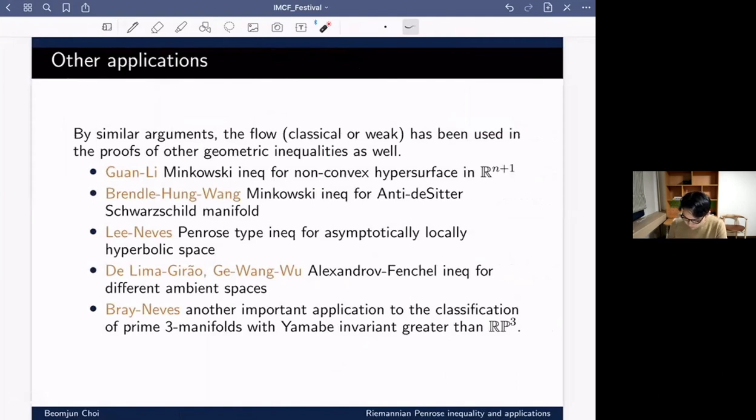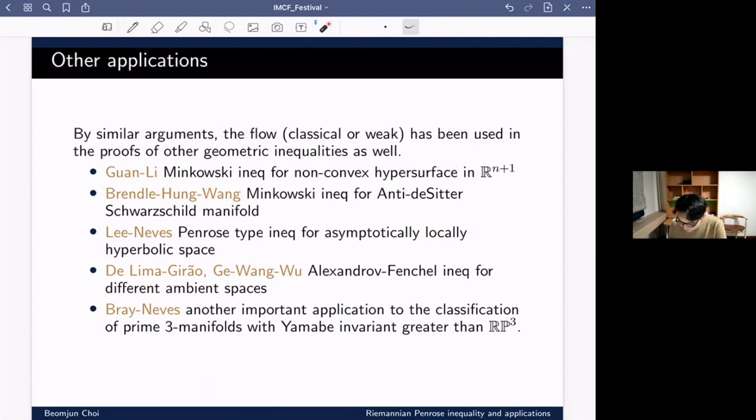So that could be used to define or show some identities on mass for very rough spaces. Okay, let me just finish these geometric inequalities by introducing other inequalities that have been shown using the inverse mean curvature flow. The first one I mentioned earlier: Guan and Li showed the Minkowski inequality for non-convex hypersurfaces, the mean convex star-shaped hypersurfaces. And Simon Brendle, Hung, and Wang showed the Minkowski inequality for another space, say the anti-de Sitter Schwarzschild metric space.